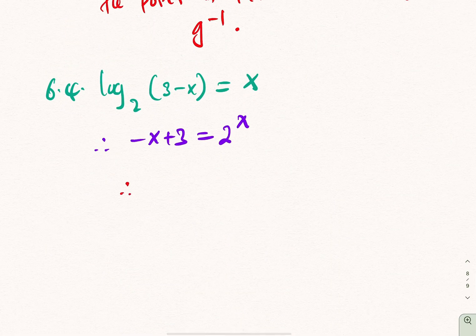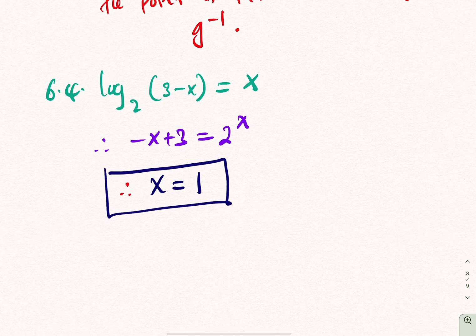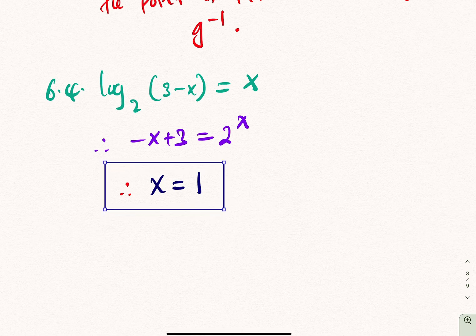If you have the brain power, you can say: when x is 1, what do you get here? You get positive 2. And how about here? When x is 1, you get positive 2. So these graphs are equal when x equals 1. That is the point of intersection. It means that x equals positive 1. This is how you would go about it, guys.